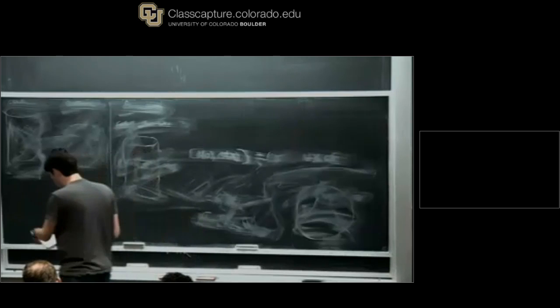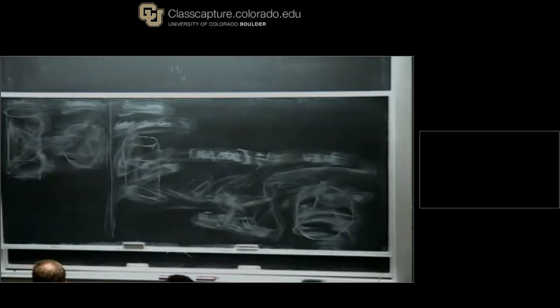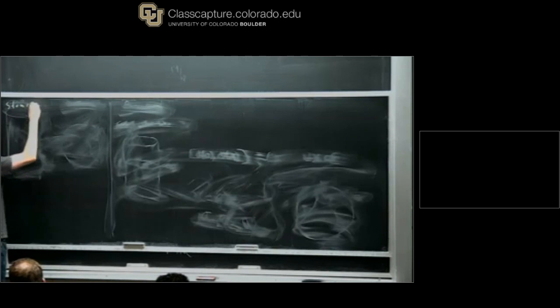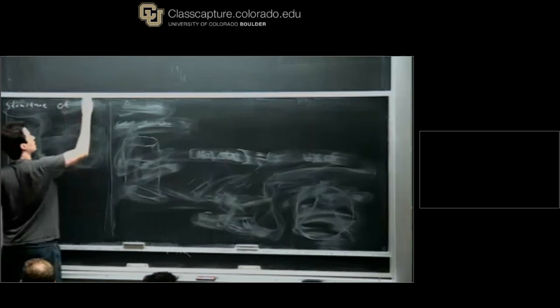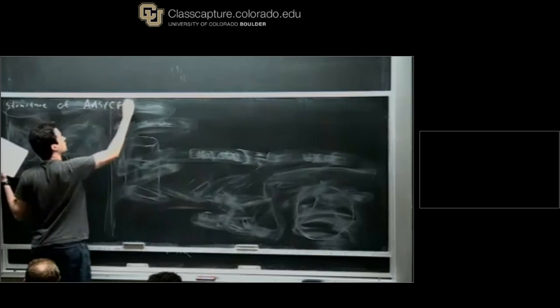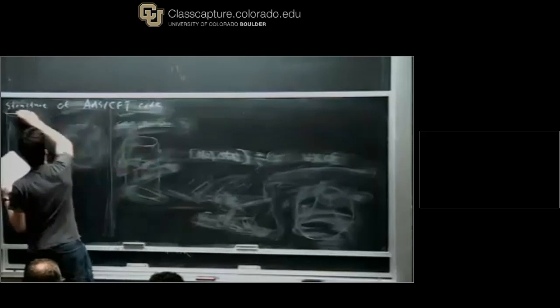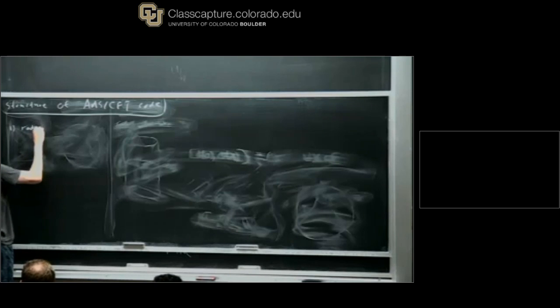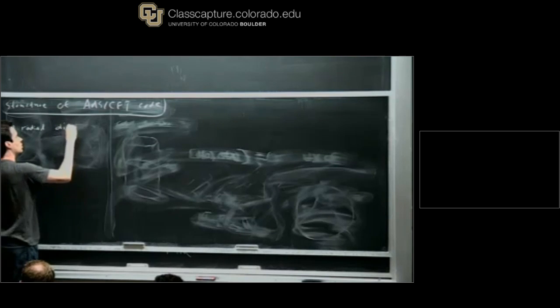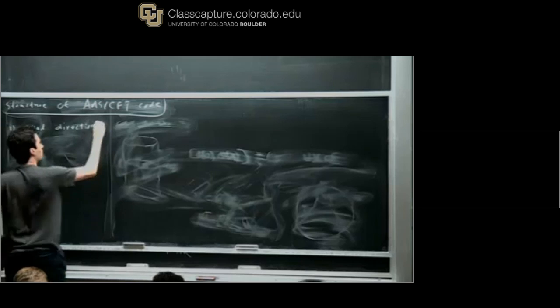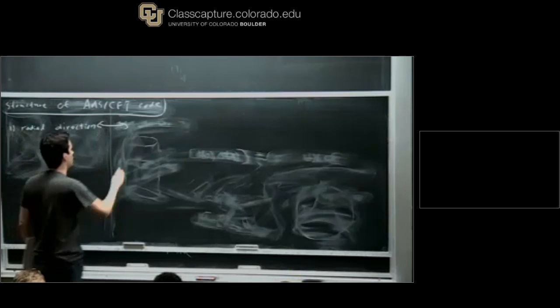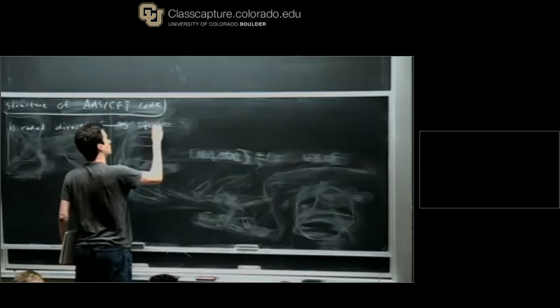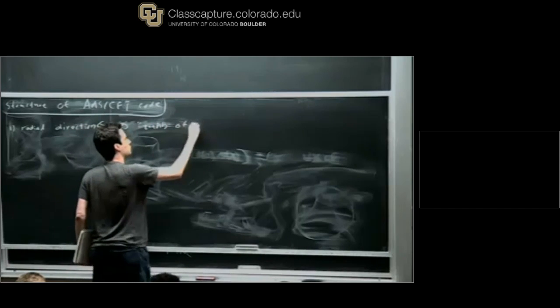Okay, so the first comment has to do with how the information is encoded. Okay, the structure of the AdS/CFT code. The first comment is that the radial direction basically is the same thing as the quality of protection.